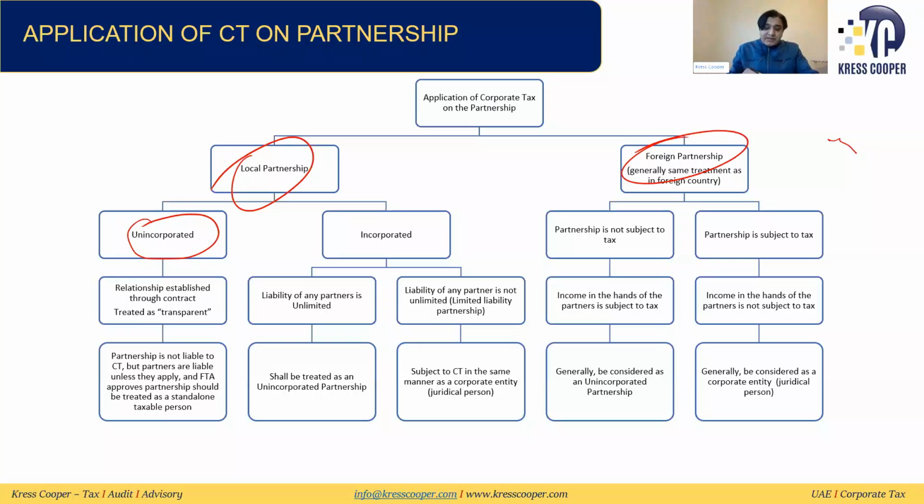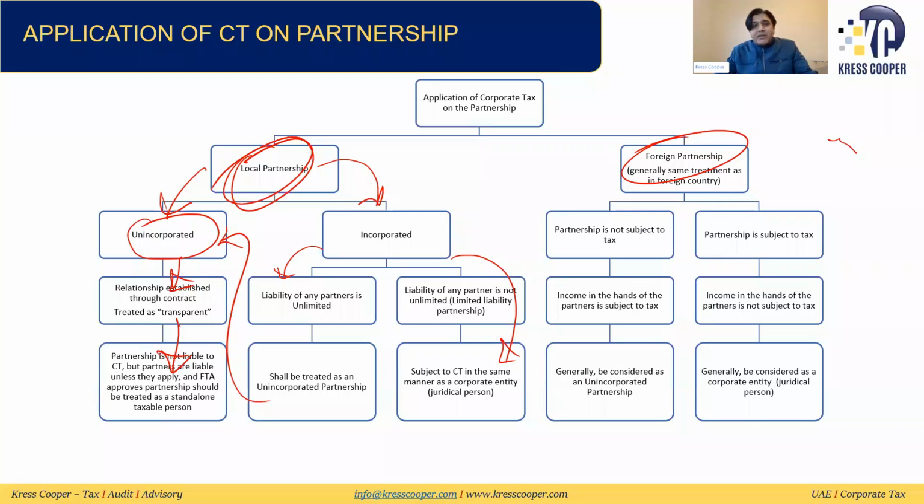So we can conclude like this: if this is a local partnership, unincorporated, it will be treated as transparent, and income will be taxable in the hands of the partners. If this is an incorporated partnership, then we need to look into whether the liability of any of the partners is unlimited. If unlimited, it will be treated like an unincorporated partnership. If the liability of none of the partners is unlimited, meaning all of the partners have limited liability, this is a limited liability partnership. It can be in the form of a limited liability shares partnership. So it will be treated like a juridical person and will be subject to tax. So this is for the local partnership.